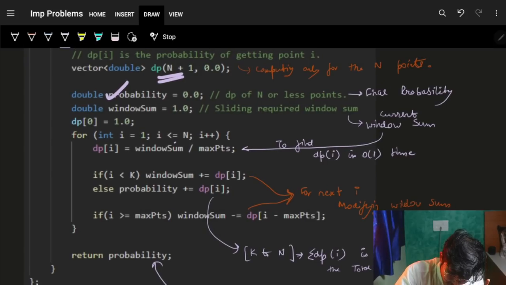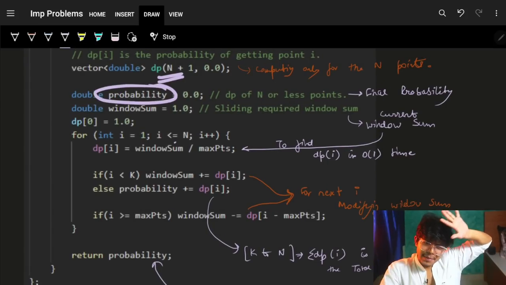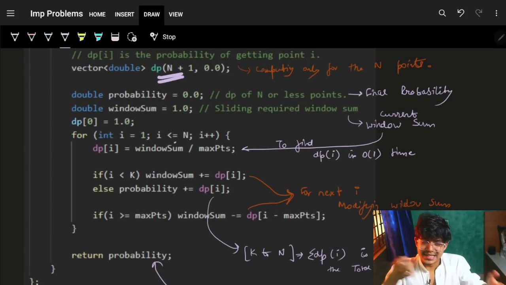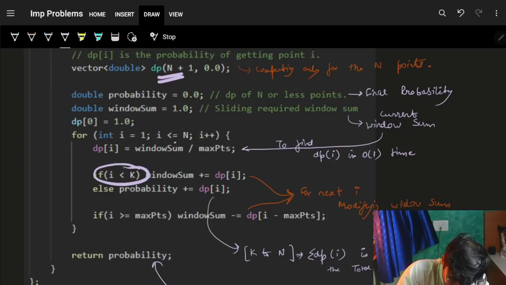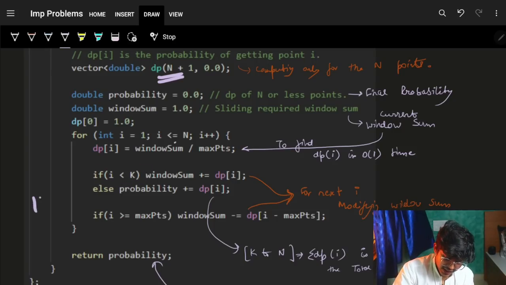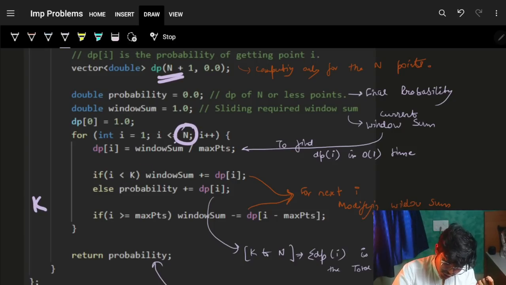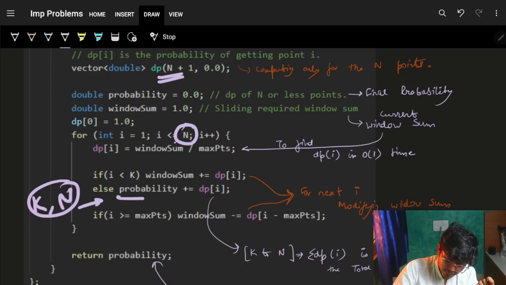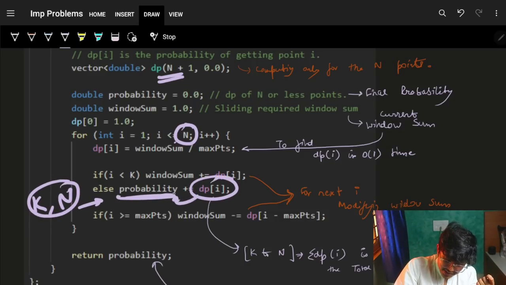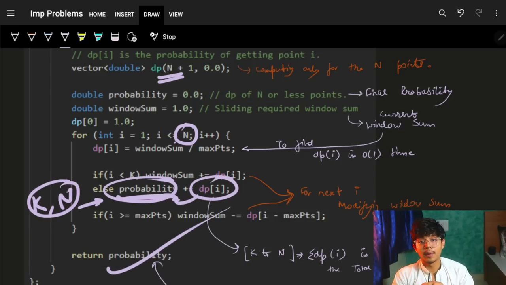But you also remember that you have to find the probability. Although you can do it at the end, you can also accommodate it in this step only: if your I has exceeded k, and your loop is going until n, so from k to n, it will find the probability sum, add it in this probability variable, and you will ultimately return this probability.